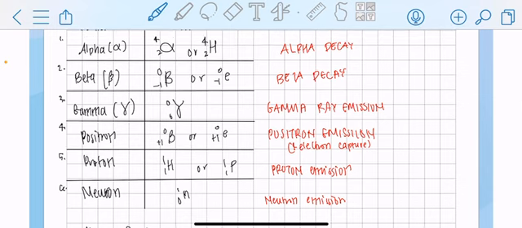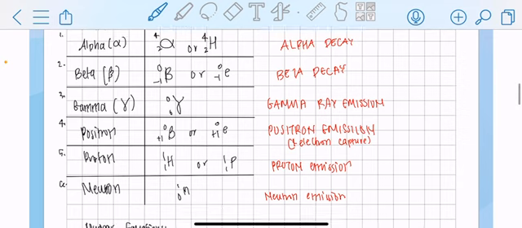While protons, neutrons, and alpha and beta particles can be easy to remember, it's important to remember the distinction between positrons and alpha particles, and so on and so forth. Some associated processes with each of these particles are alpha decay, beta decay, gamma ray emission, positron emission and electron capture, and proton emission and neutron emission. We will go over each of these in detail.